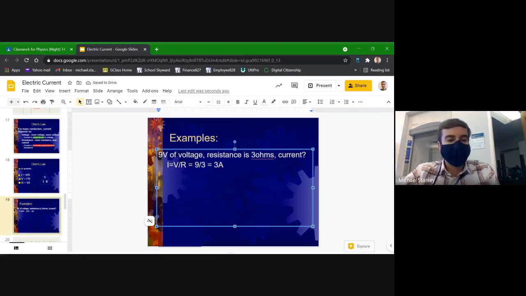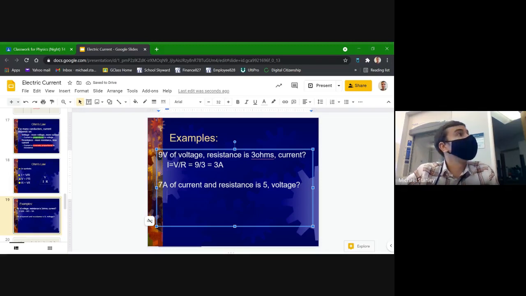All right, very nice. What about if we know that the current is 7 amps, and our resistance is, we already used 3, so let's do 5. We want to figure out our voltage.